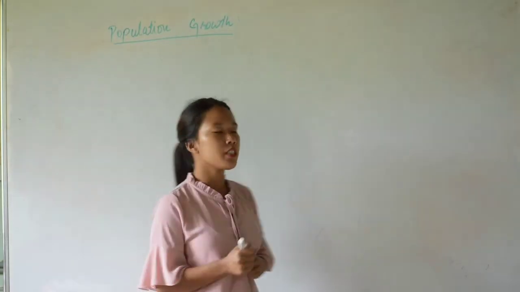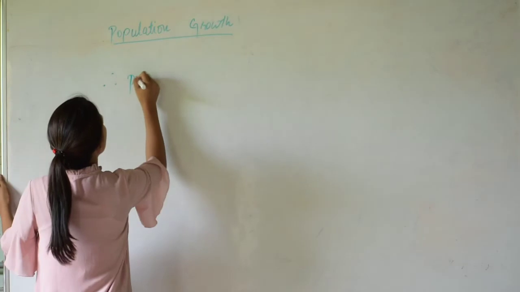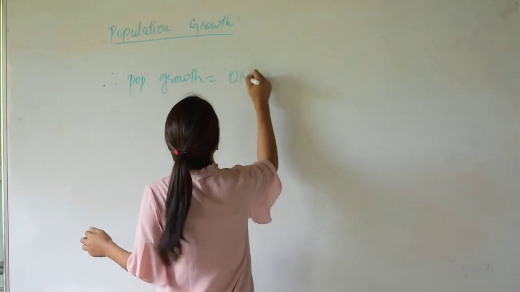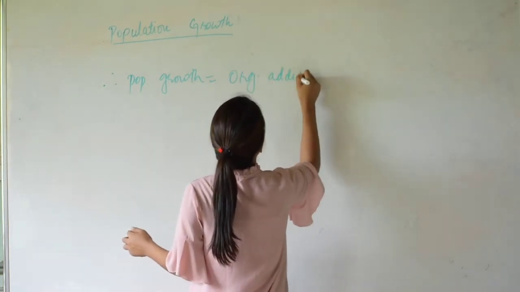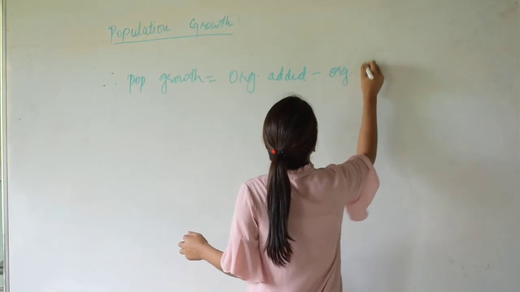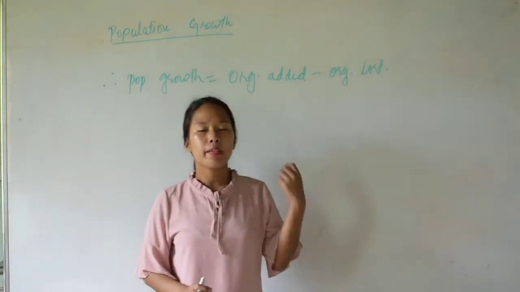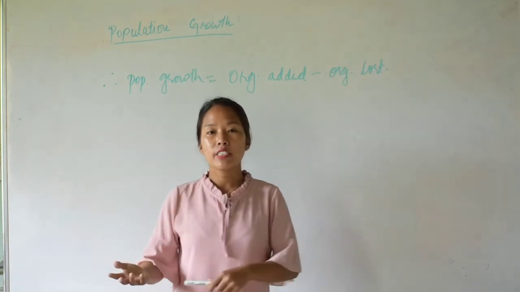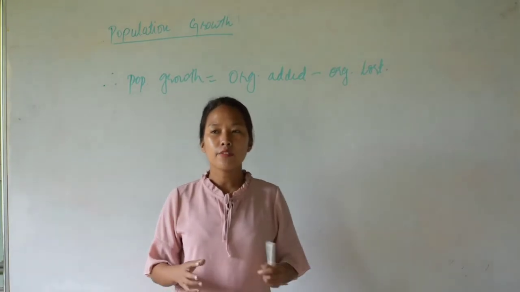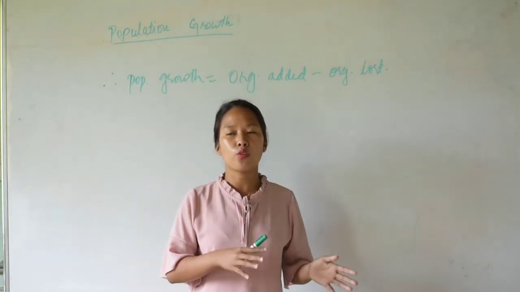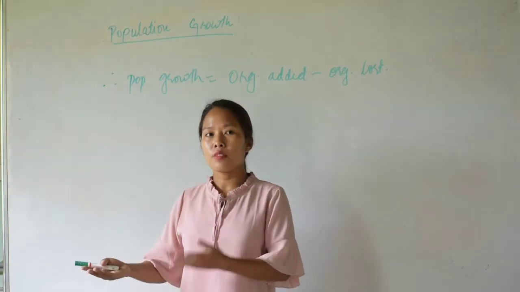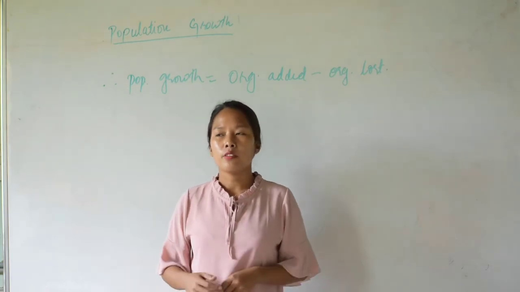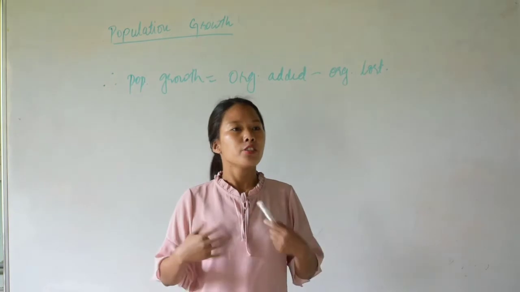Therefore, population growth is equal to organisms added minus organisms lost. So, depending on the organisms added or lost, the population can either be increasing or decreasing, or if the number of organisms lost is equal to the number of organisms added, then that population is neither increasing nor decreasing. So in that population there is zero growth.